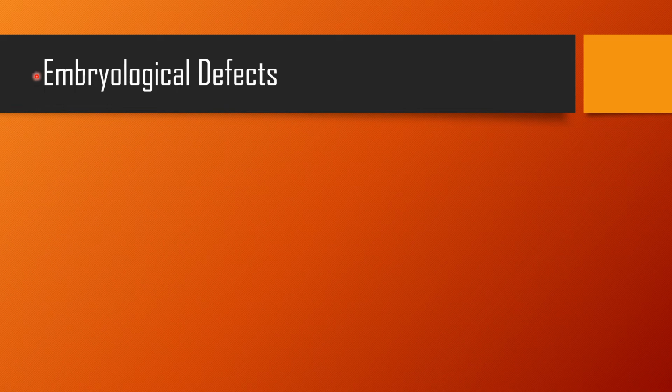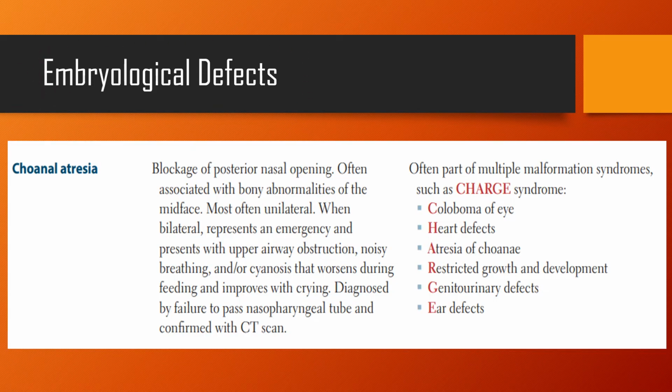Now we'll see the embryological defects of the respiratory system. The first embryological defect is choanal atresia, which is the blockage of the posterior nasal opening. Please do remember, choanal atresia is the blockage of the posterior nasal opening. It is most often associated with bony abnormalities of the midface.